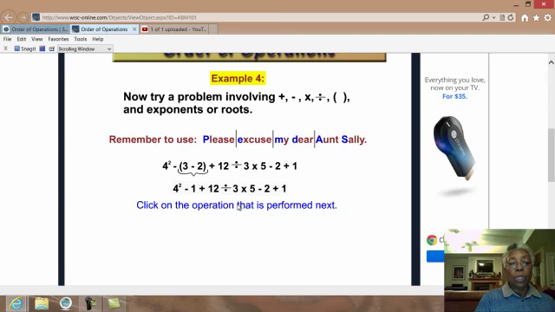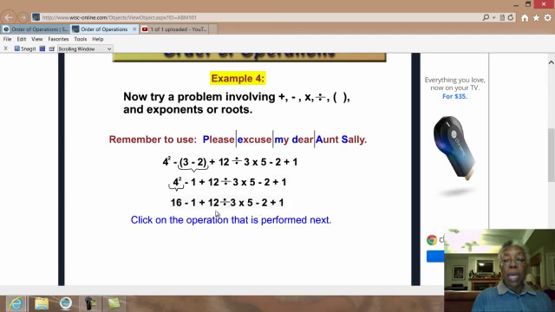The operation with the parentheses, subtraction, was right. So 3 minus 2 is going to give us 1. So now we have 4 squared minus 1 plus 12 divided by 3 times 5 minus 2 plus 1. So click on the next operation that is performed. The next operation would be what? Would it be exponents? Let's check it out. Yes, you're correct. Exponents. E. That is performed next.